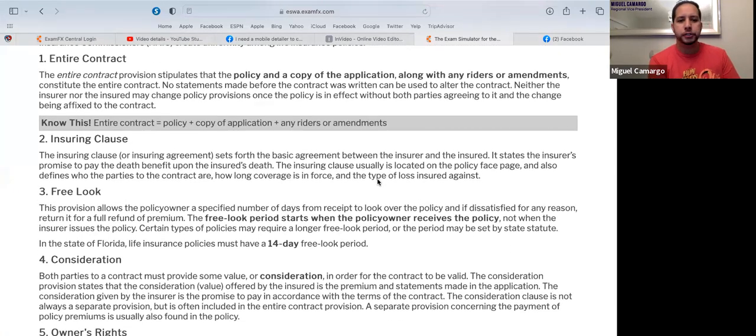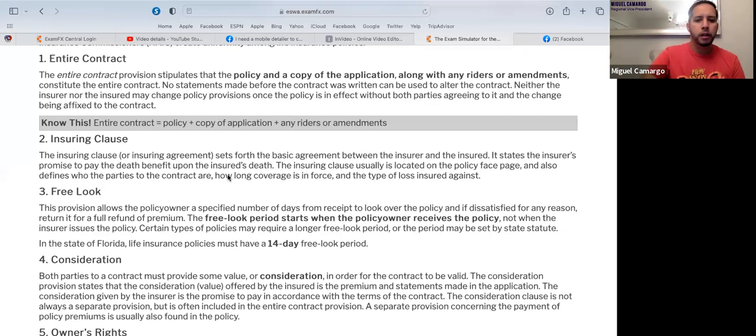The insuring clause. This is a basic agreement between the insured and the insurer that states that they promise to pay the death benefit. That's all I need you to write. Write insuring clause: the insurance company promises to pay the death benefit. That's the only definition you need to know. Insuring clause, the insurance company promises to pay the death benefit.